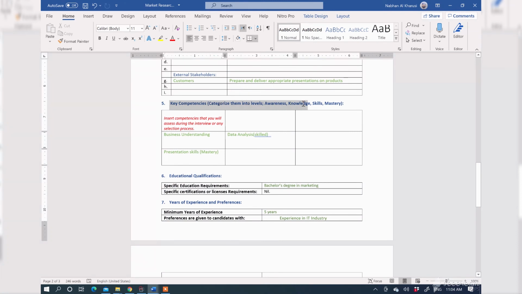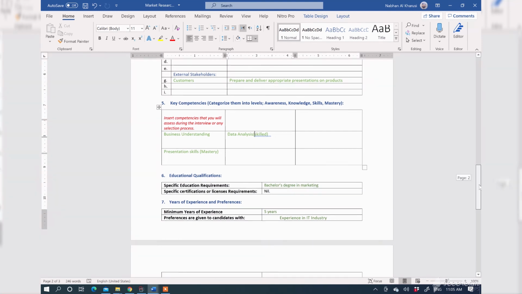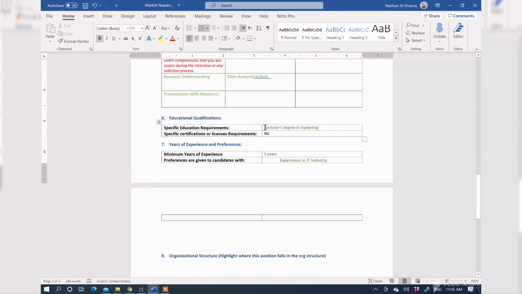And notice that the key competencies do not only help you as a manager in the selection process, but also when that employee is on seat and you want to continuously develop that employee. You always come back to those competencies, identify the level and the gaps, and decide on the interventions to develop that employee. For educational qualification, maybe we need a bachelor degree in marketing to start with, and maybe we don't require any license or specific certification. For years of experience, we're looking for at least 5 years, and we're going to give preference to those candidates who have experience in the IT industry, because we are in the IT industry. I'm just saying it's all about the industry you are in.